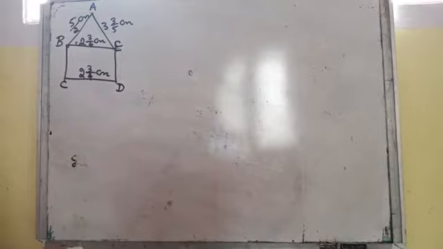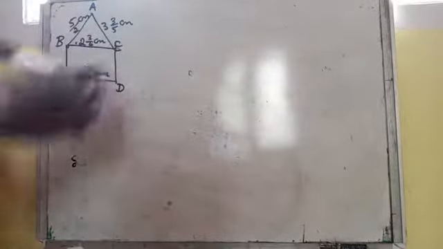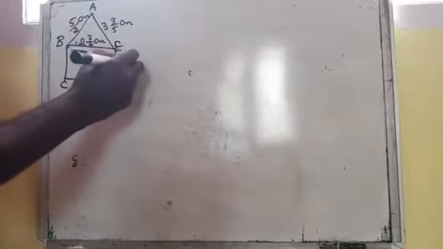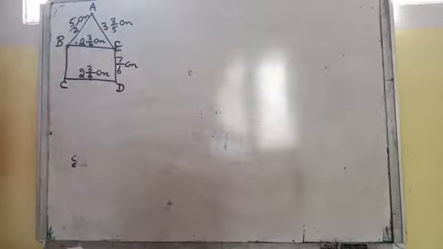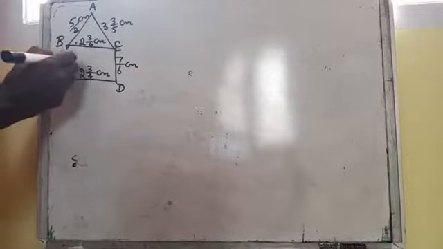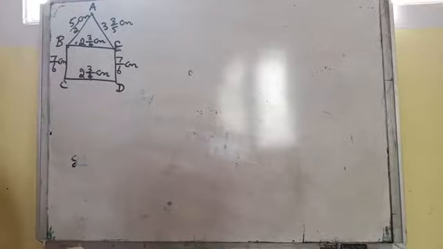Here we know any one of the values of either BC or DE. Here DE is given as 7 by 6 centimeter. If DE is 7 by 6 centimeter, then BC is also 7 by 6 centimeter, because in a rectangle, two pairs of opposite sides are equal.